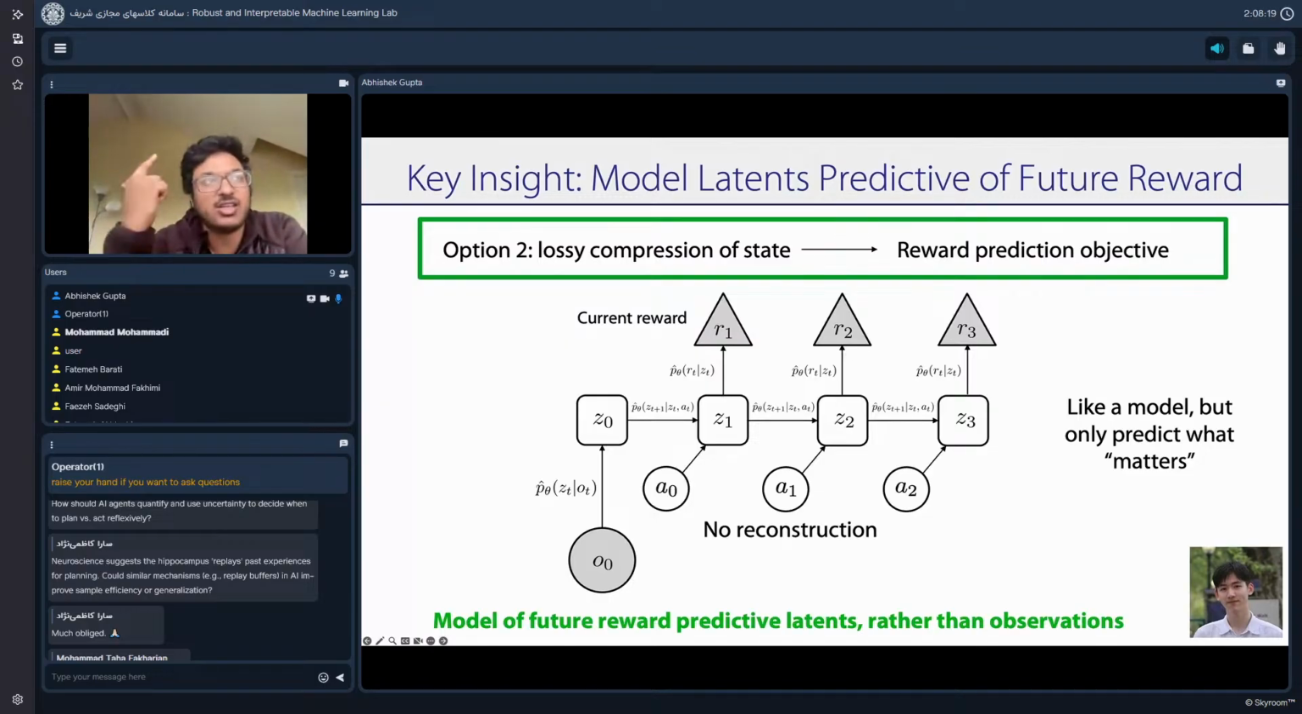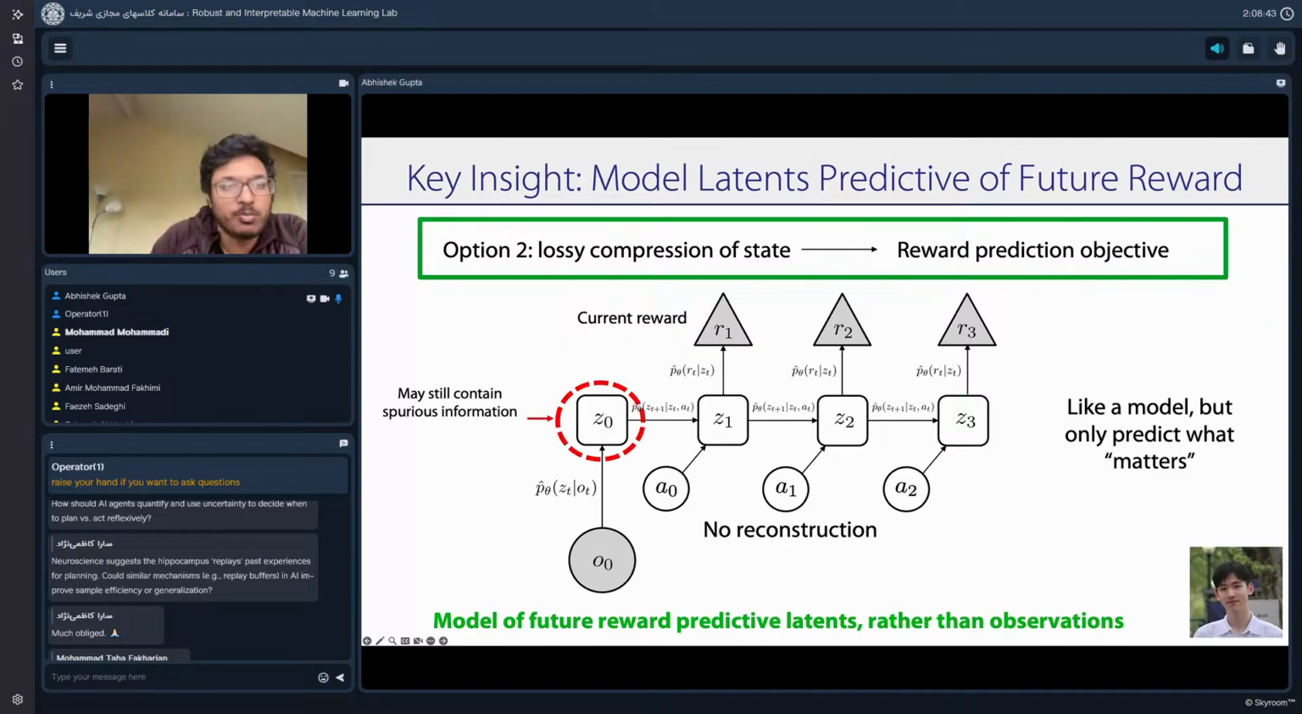Right? So essentially, what you're doing is you're predicting future latents and how latents evolve. But latents are predictive of future rewards. And so, if you're able to predict future latents, and from future latents you can predict future rewards, then you can do planning with this system, right? So you can kind of think of it as a world model that operates in latent space and predicts future rewards. If you can predict future rewards, you can do decision making.